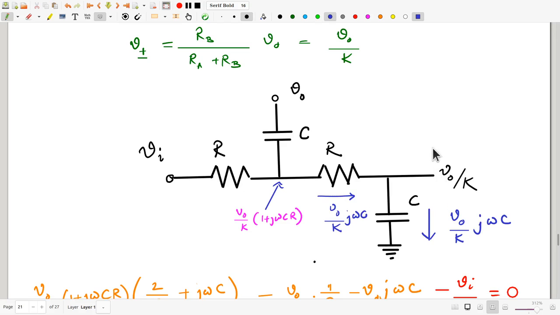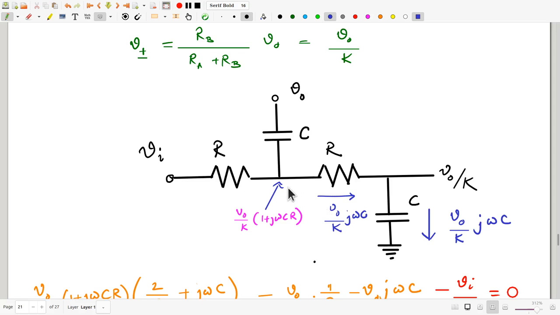Remember, this end is really feeding into the op-amp's input, and the op-amp draws very little current. So the current here is the same as this. That tells you that the voltage at this point is VO by K plus the voltage drop across the R, which gives you VO by K into 1 plus j omega CR.